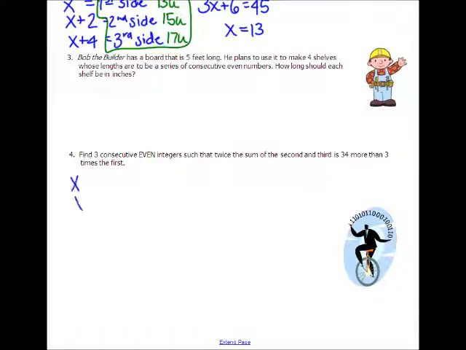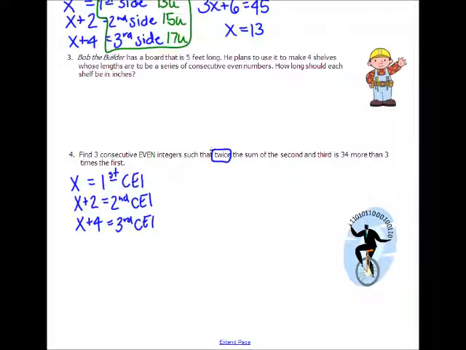So x, x plus 2, since these are even, and x plus 4. This is my first consecutive even integer. This is my second consecutive even integer. And this is my third consecutive even integer. Such that twice, here's that twice again, twice the sum of the second and the third. So if I add the second and the third, that's 2x plus 6, is 34 more than 3 times the first. Okay?